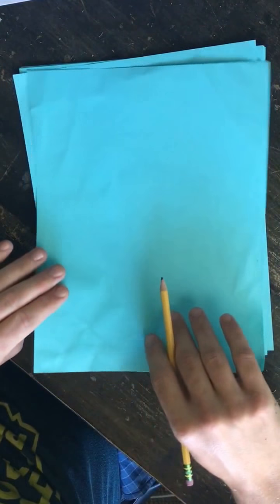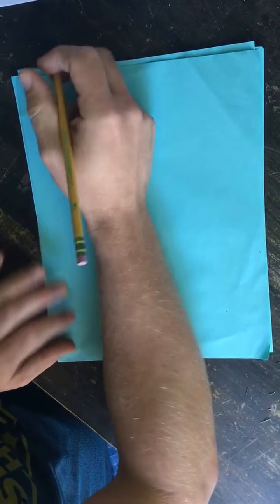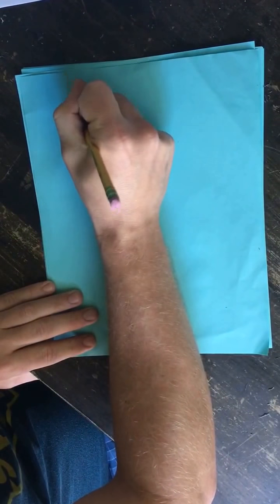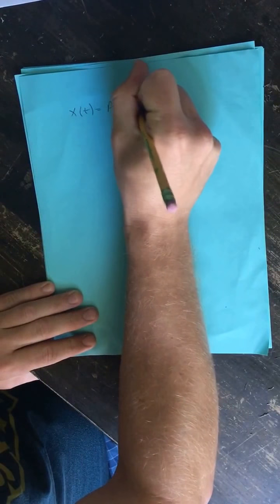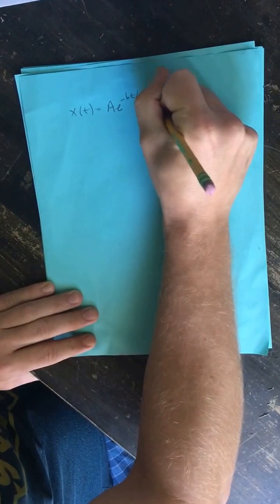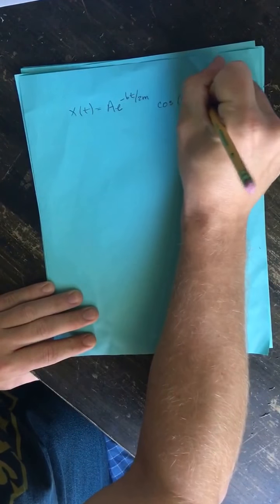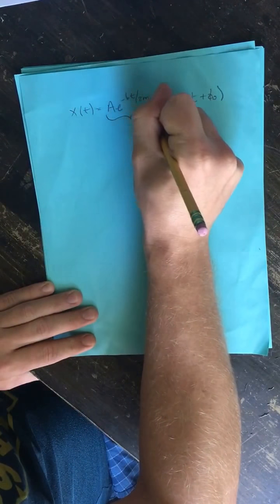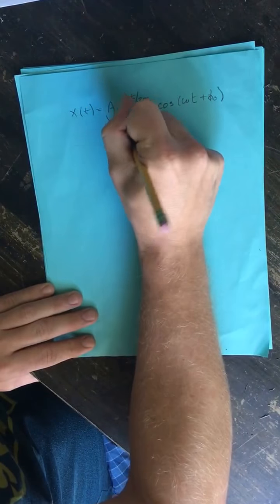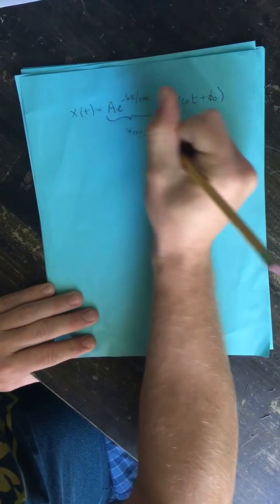Okay, so if we're going to approach this problem, the first thing we need to do is recall the kinematic equation for a damped oscillator, and that is that the position x is given by A times e to the minus bt divided by 2m times the cosine of omega t plus the initial phase phi 0. And this exponential piece here gives us the maximum displacement x max at a time t.